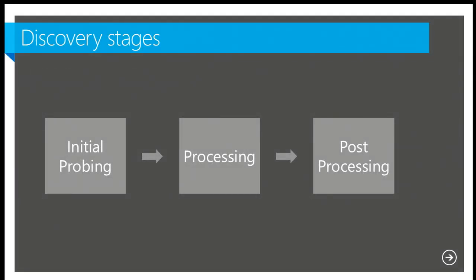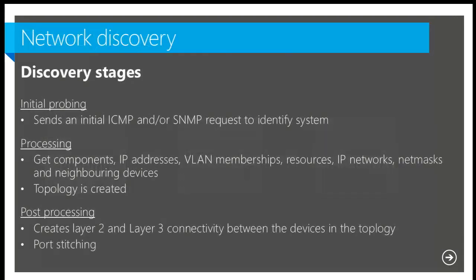Now, when running discovery, there are 3 stages we'll do it in. First is the initial probing. We want to make sure we can actually access the device. If it's responding, then we go into the second stage, processing, and I'll show you what we do there. Once we finish up with processing, we actually go to post-processing, where we do things like the port stitching. And we'll walk through these 3 phases and show you in detail what we're doing there.